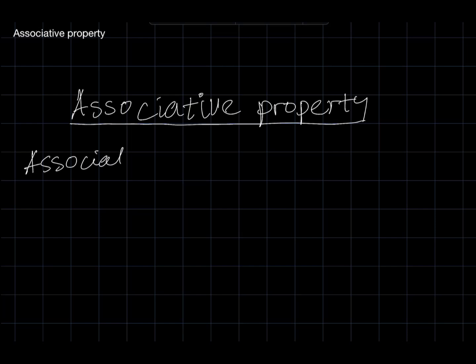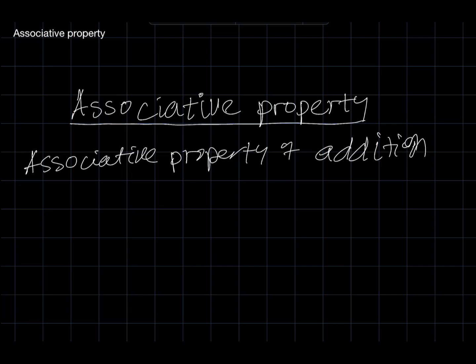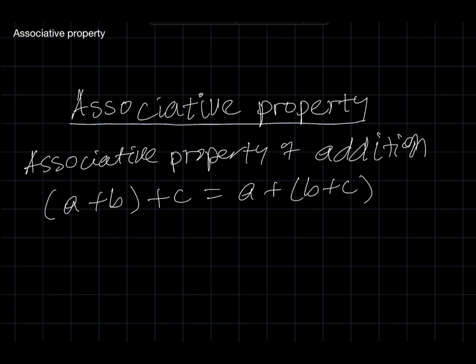Associative property of addition is like this: (a + b) + c is equal to a + (b + c).